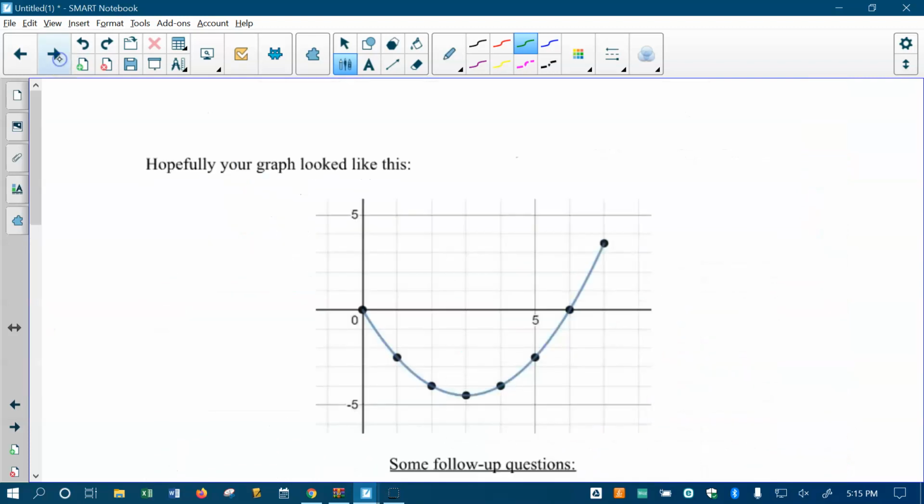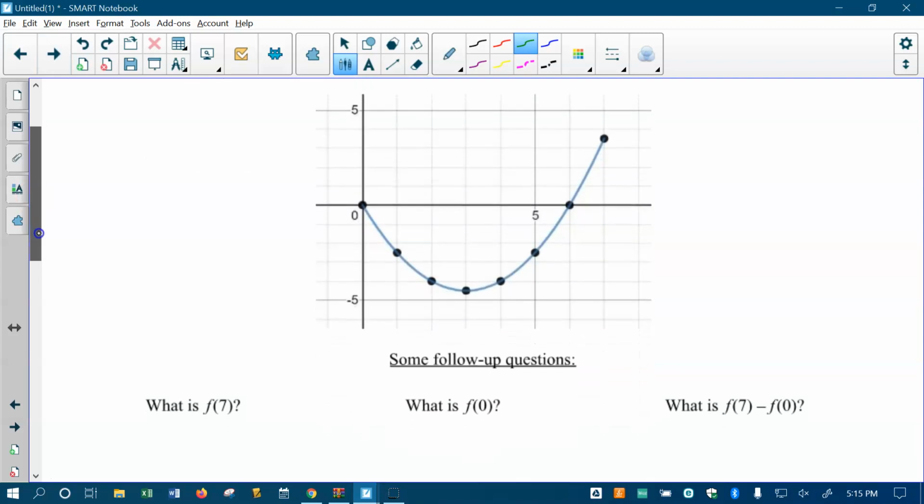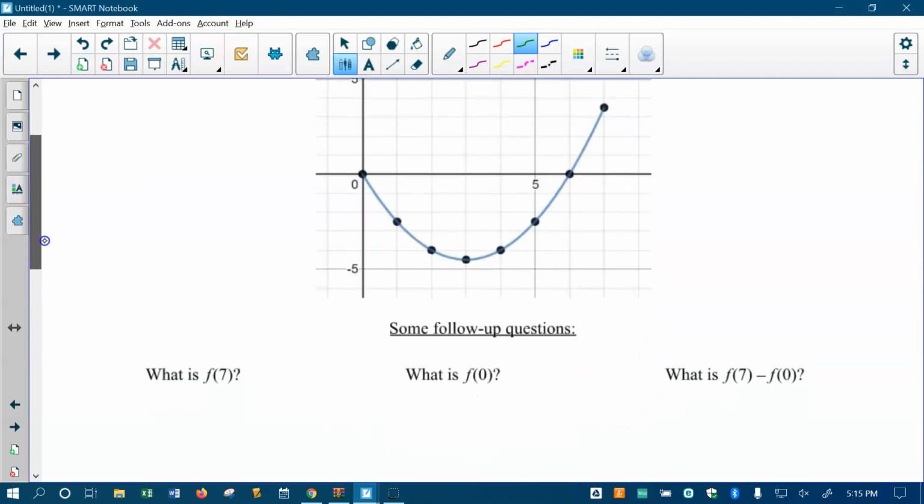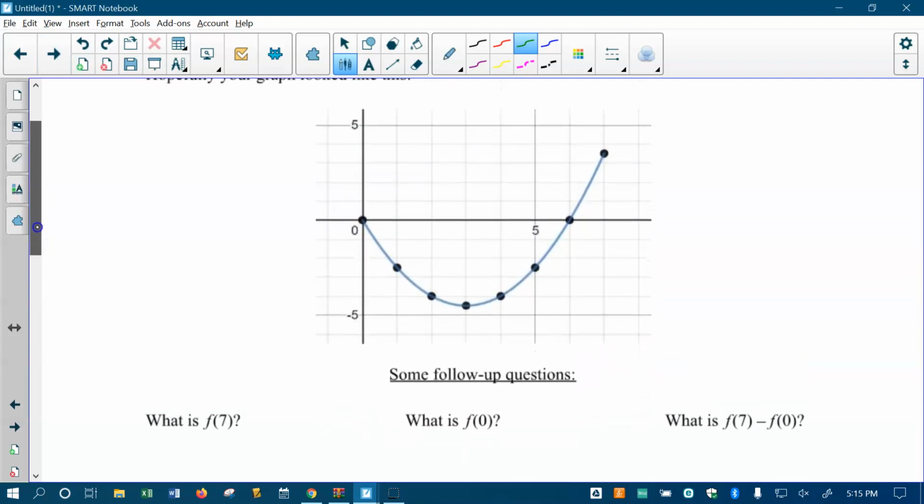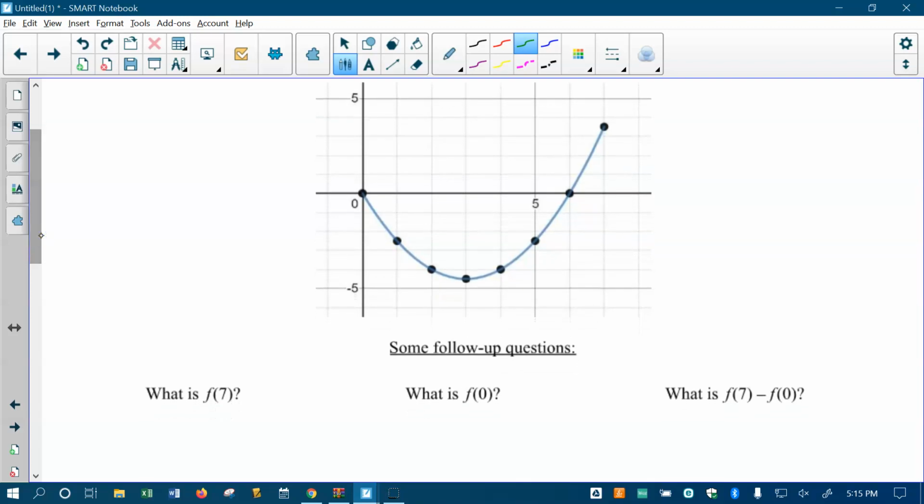Okay, so now, here's what your graph looks like. That's just it plotted for you. I want you to find a couple values here, which you've already found. I want you to find f of 7, and I believe f of 7 is going to be 3.5, so let's go ahead and do that.